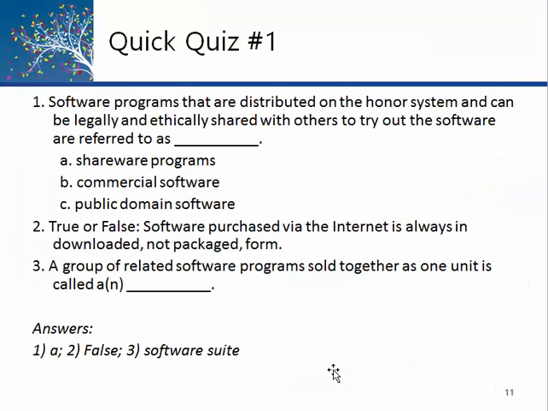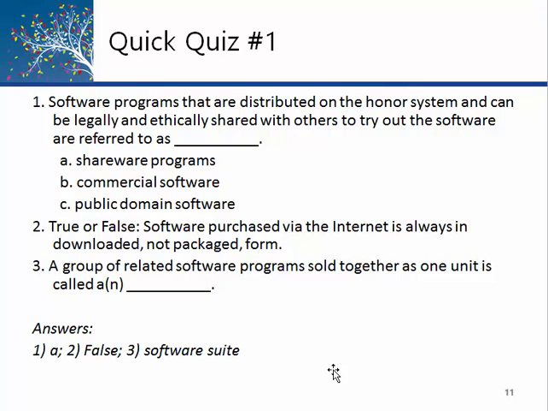Quick quiz number 1. Software programs that are distributed on the Honor Code system can be legally and ethically shared with others. To try out the software is referred to as, now that's shareware programs. One of the things, I didn't have a slide on that, but it's in the chapter reading. The idea behind a shareware program is that you eventually want the person to pay for the program, but you want them to try it out for free.